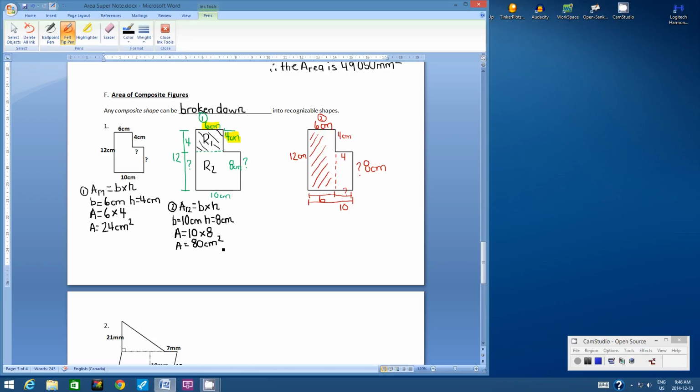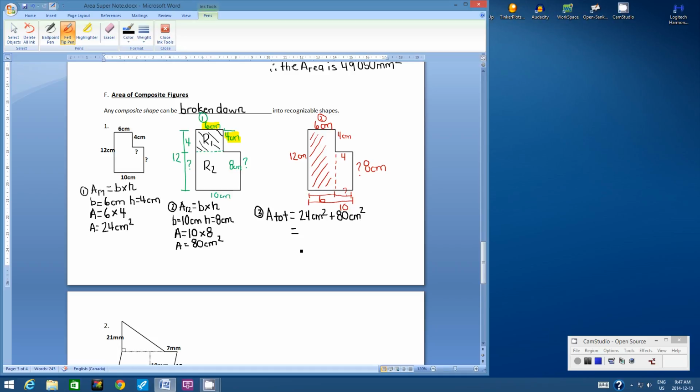Okay. Well, I'm not finished, right? I still need to do one more step, and we'll call this step 3. And just so that I'm showing all of my steps, we'll write here area total equals, well, we take the area of our first rectangle, 24 centimeters squared, and then we add it to the area of rectangle 2, which is 80 centimeters squared.